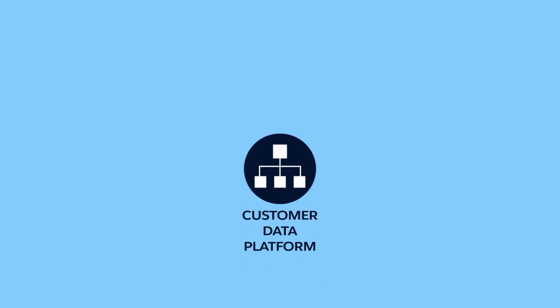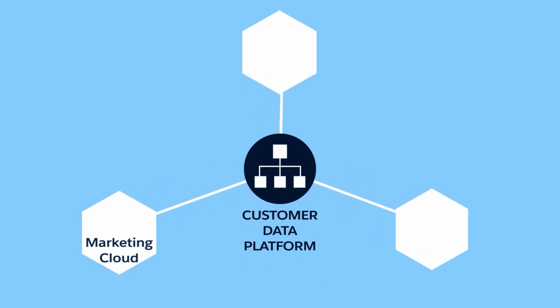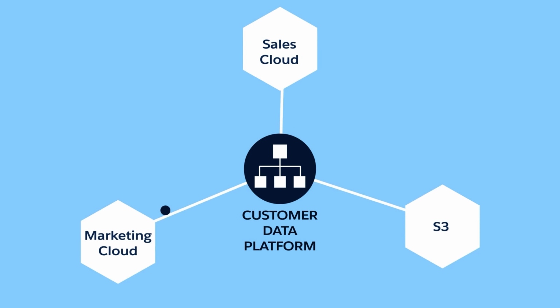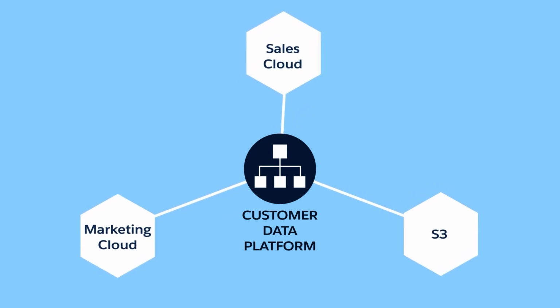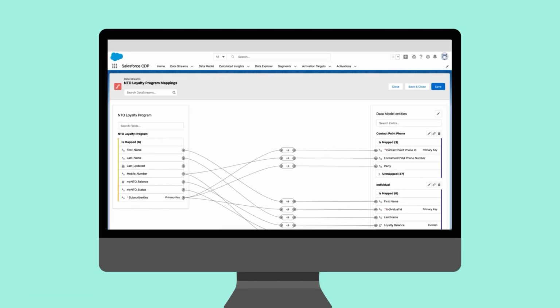To explain how this works, let's go back to your data. After data is added into Customer Data Platform, it needs to be mapped to a data model object based on the Customer 360 data model. To use identity resolution, data that describes customers needs to be mapped to the individual data model object. For example, data like first and last name.